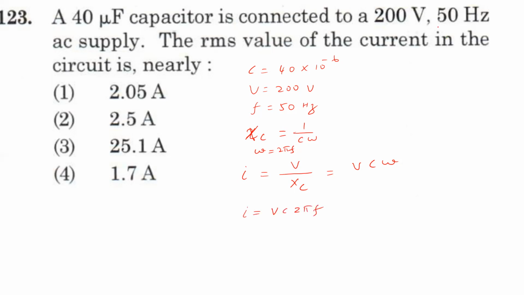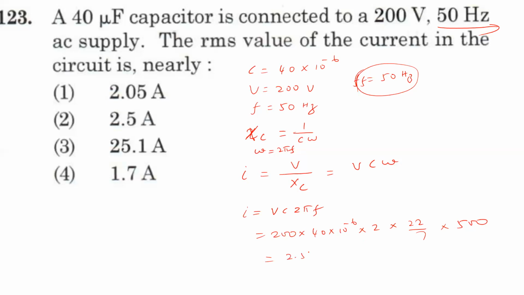Here the frequency given in the question is 50 hertz. So substituting V as 200, capacitance as 40 into 10 power minus 6, and 2 into 22 by 7 into the frequency 50. By substituting all this and solving, we will get 2.5 ampere. For the 123rd question we are getting the second option correct.